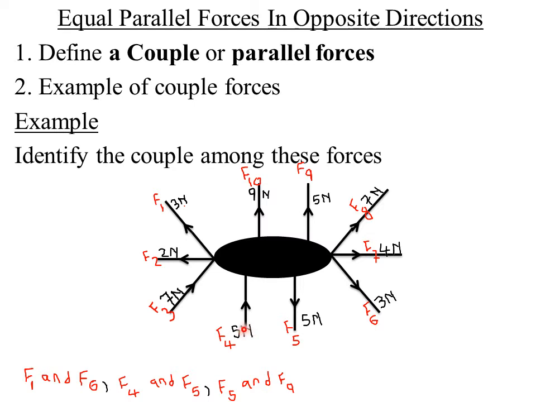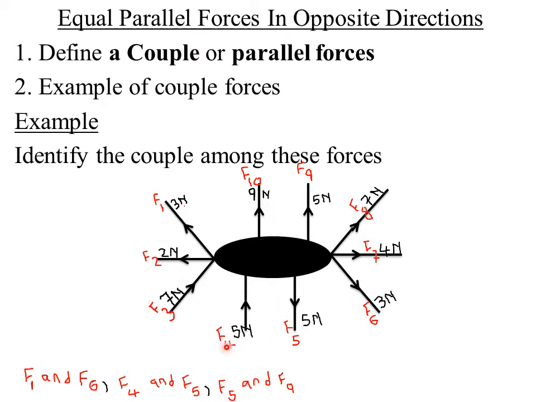Then maybe we investigate force F4 and maybe force F5. Force F4 is actually moving upwards, while force F5 is moving downwards. So the two forces are moving in opposite directions. They have satisfied one of the conditions. Then force F4 is actually parallel to force F5. That is, you extrapolate these lines, they will never intersect each other. So the two forces are parallel to each other.